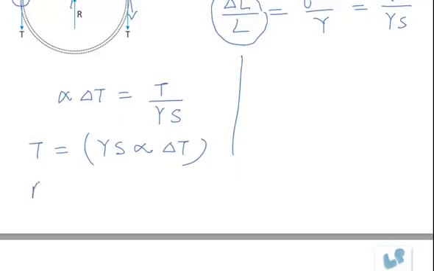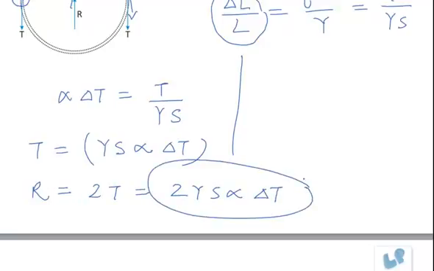So R is equal to 2T, which is equal to 2 Y S alpha delta T. This is the correct answer. Option D is the correct option.